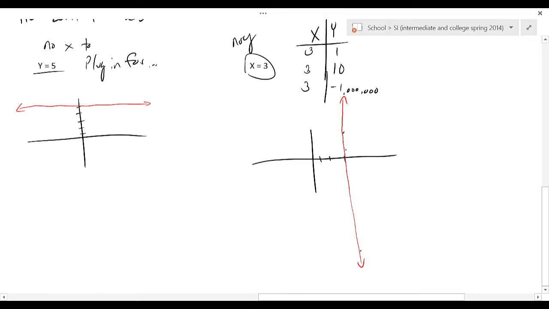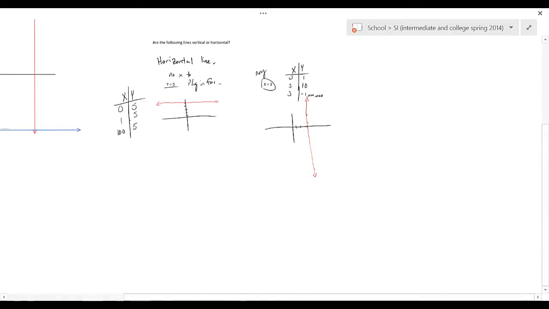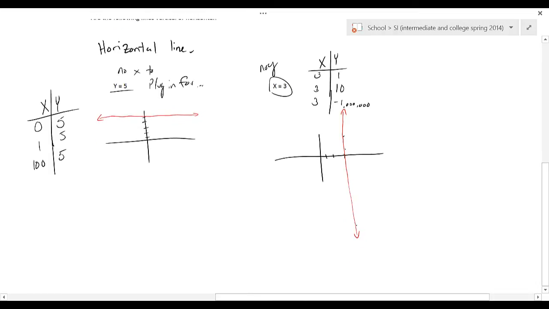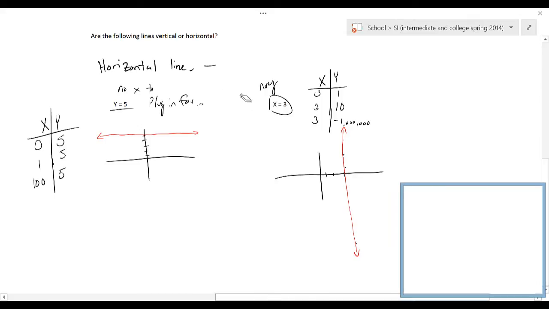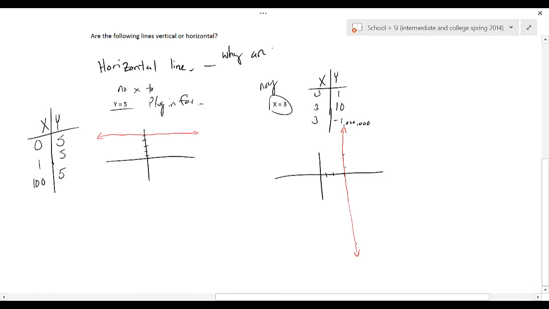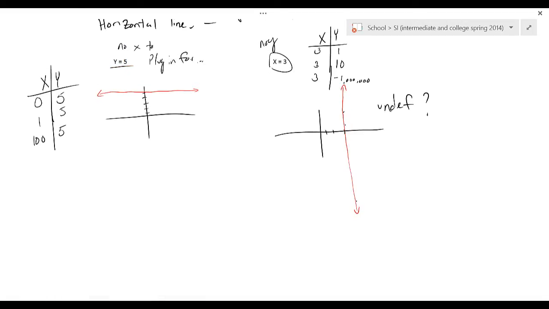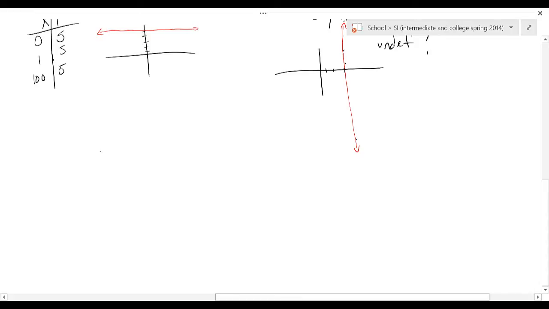Now something I want to get into real quick is why the slopes of horizontal lines are 0, and why the slopes of vertical lines are undefined. Let's take a look. You guys remember that slope is equal to rise over run, right?